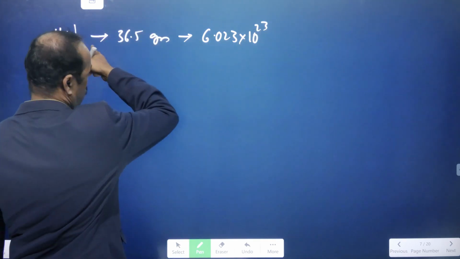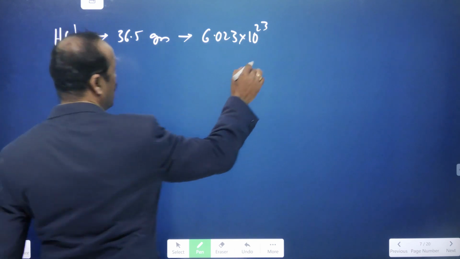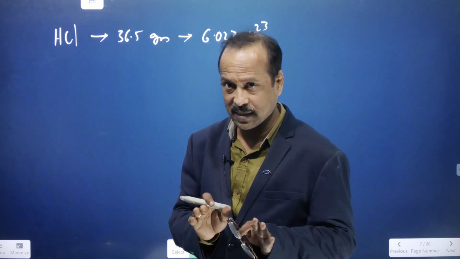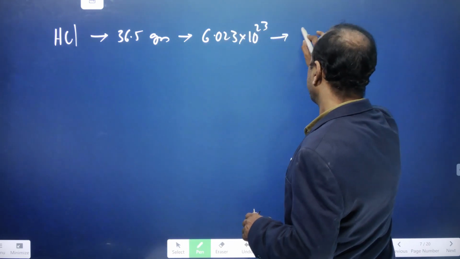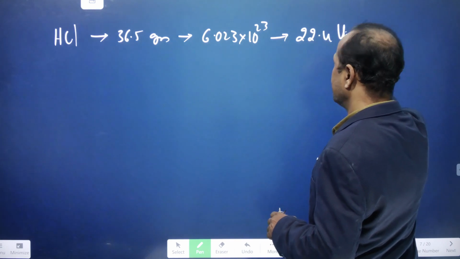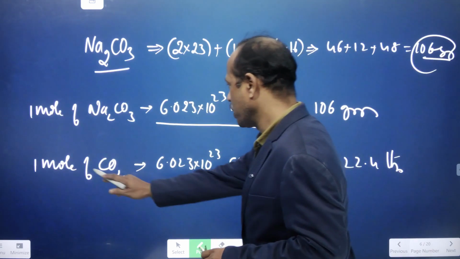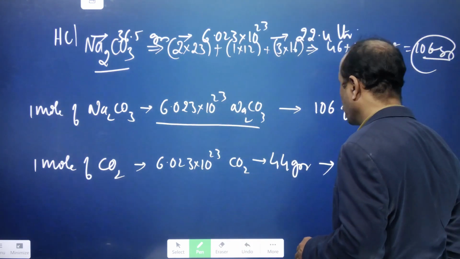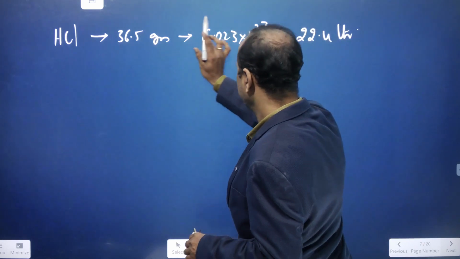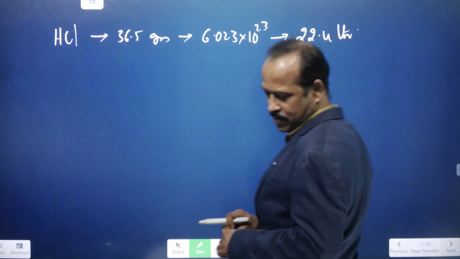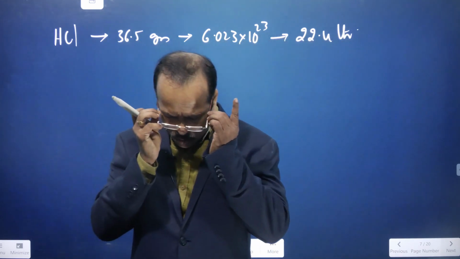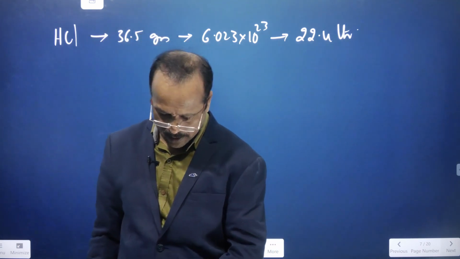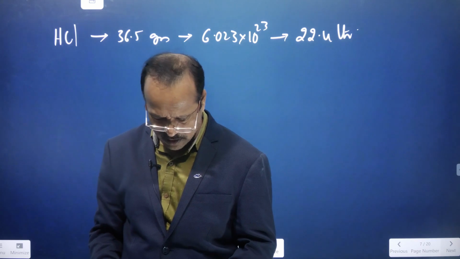If it is gas, hydrochloric acid also exists as a gas. Generally hydrochloric acid is a liquid, but it can exist as a gas also. If it exists as a gas, at STP it occupies 22.4 liters. This is just what I told you now for 1 mole of carbon dioxide: number of molecules, mass, volume. So for hydrochloric acid: mass, number of molecules, and gas volume. Now 3 into sodium means 3 sodium molecules. Clear? This is about the third synopsis, this much only is the stress.